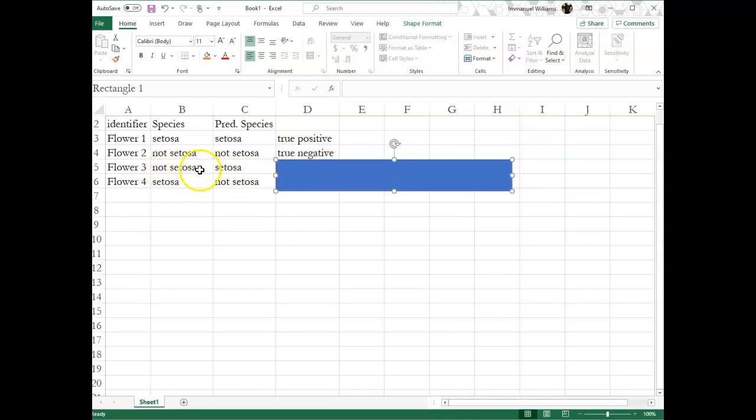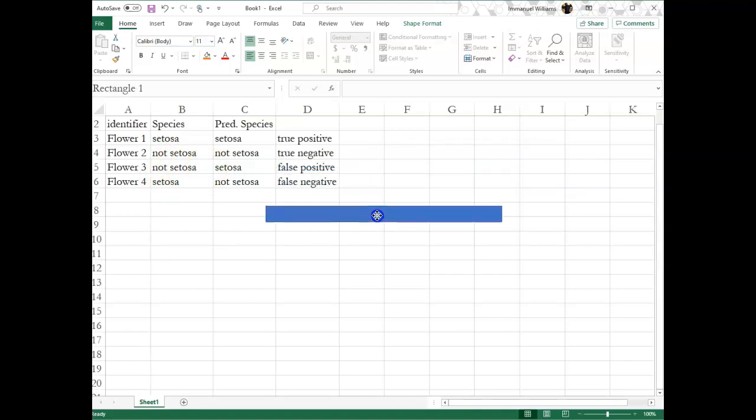However, if it's not setosa, and we predict it to be setosa, this is going to be false. This is what we call a false positive because it's saying that we're getting what we do want, but in reality, we're not. It's not correct. It's not what we want. So this is a false positive.